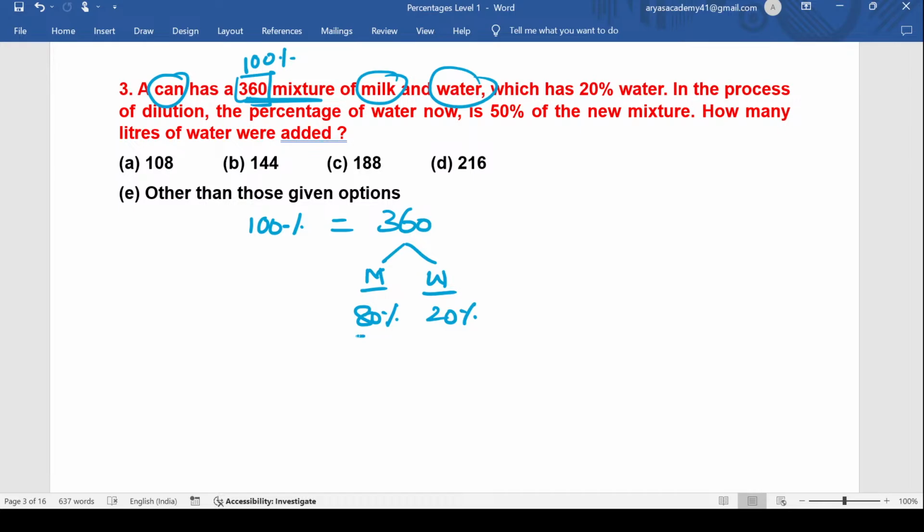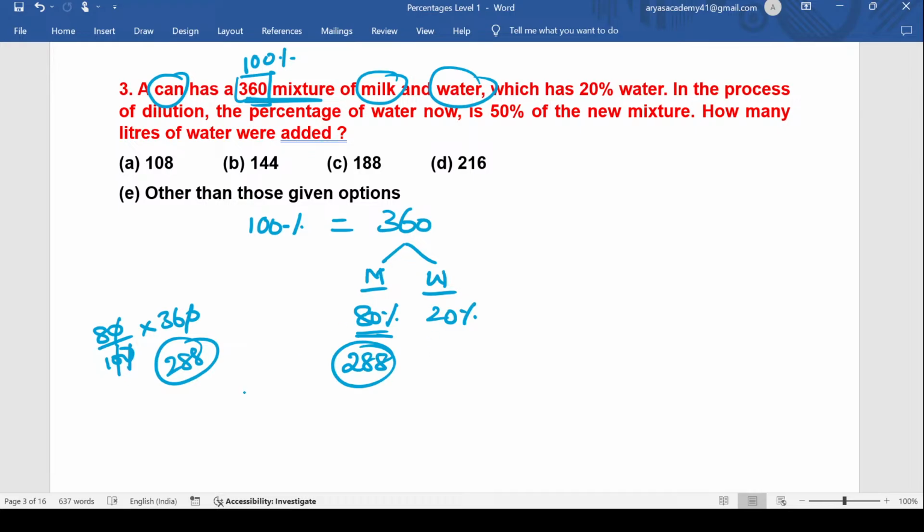So if you want to find out, 80% can also be written as 4 by 5. If you don't know, you can simply do it like this. 80% of 360, the 0 and this 0 cancel. 8 3s are 24, 8 6s are 48. 240 plus 48 is 288. So out of 360 liters, 288 liters is milk.